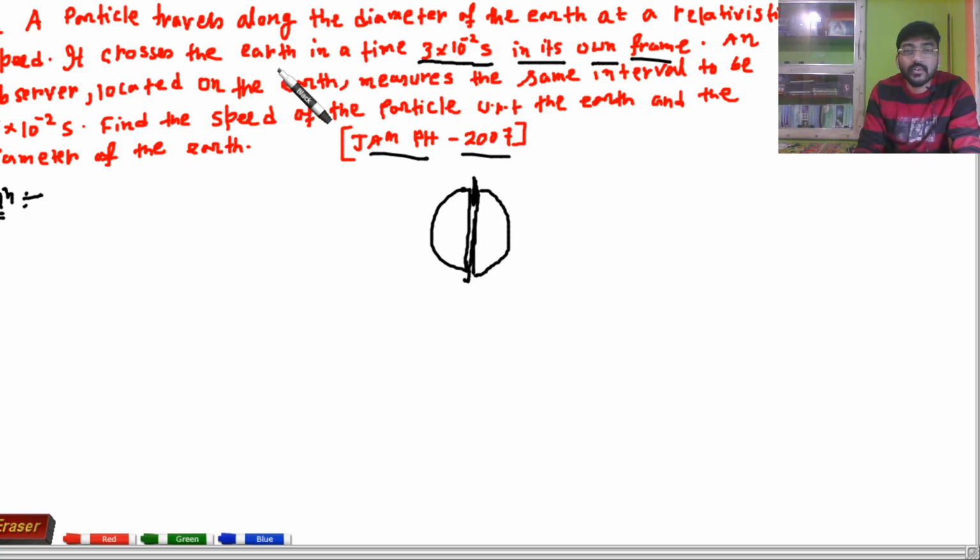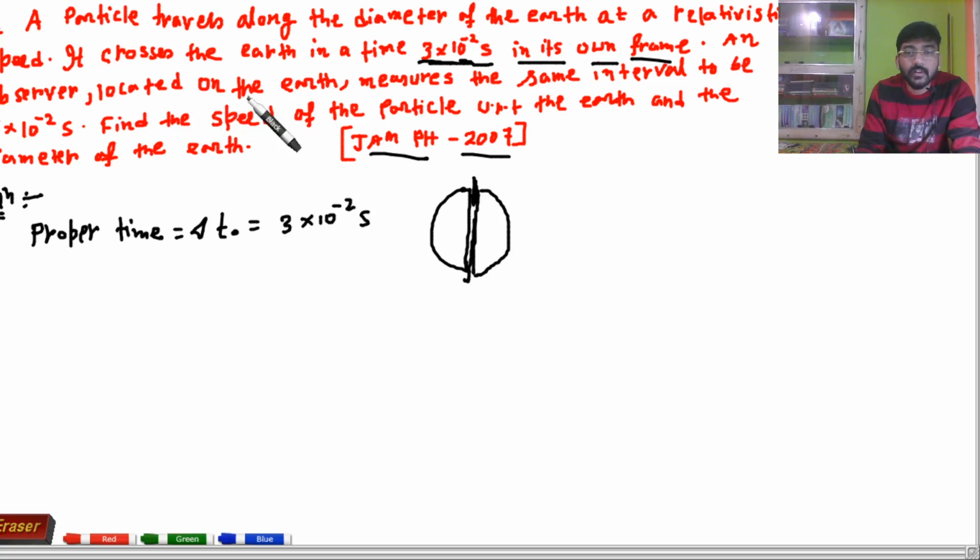And it crosses the earth in a time 3 into 10 to the minus 2 second. But this time is measured in its own frame, so it is proper time. So you can write over here the proper time. Proper time delta T naught is equal to 3 into 10 to the power minus 2 second.